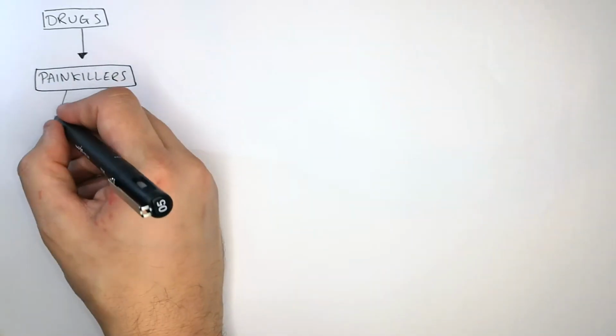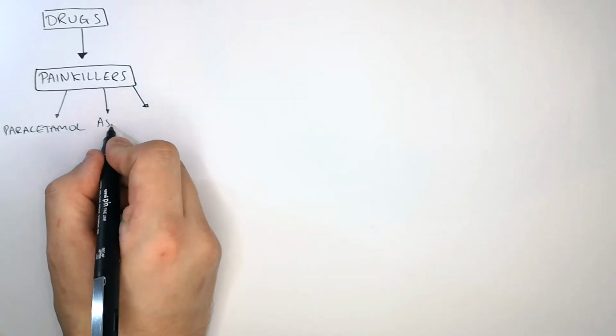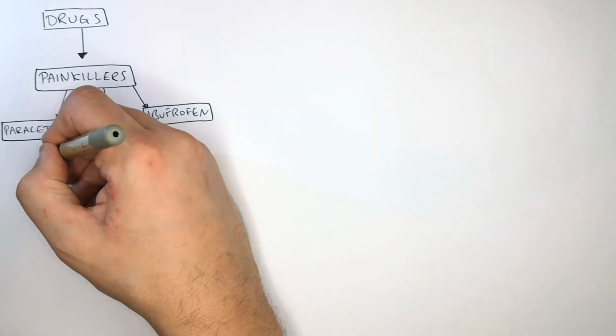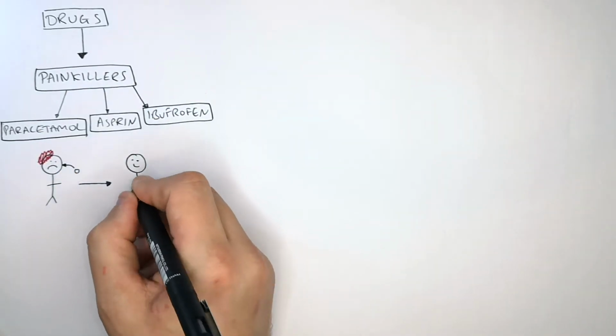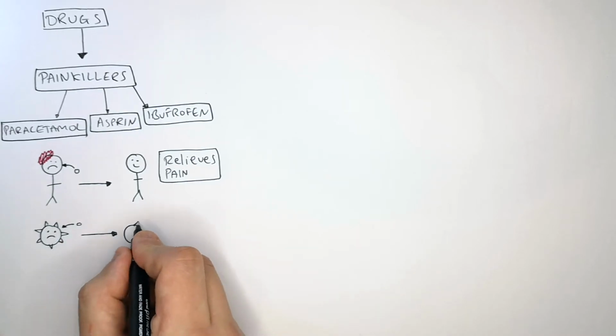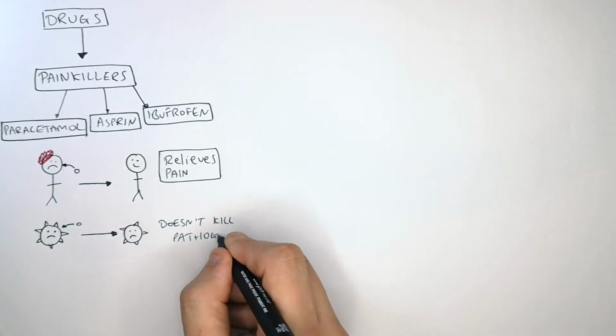Examples of painkillers are paracetamol, aspirin, and ibuprofen. These are painkillers. What they do is relieve pain in the body. They relieve the symptoms of pain in the body. They do not kill bacterial infections. They do not kill bacteria.